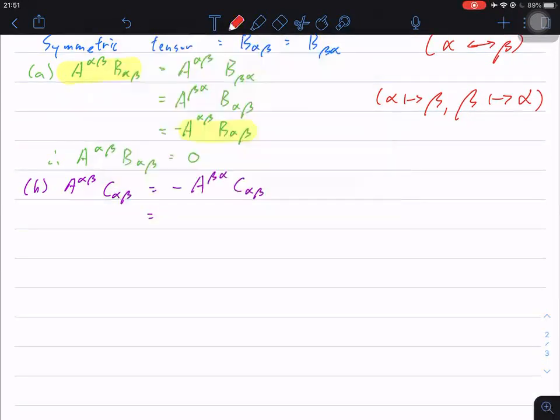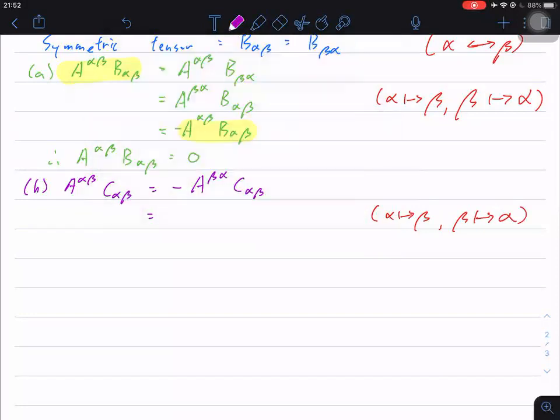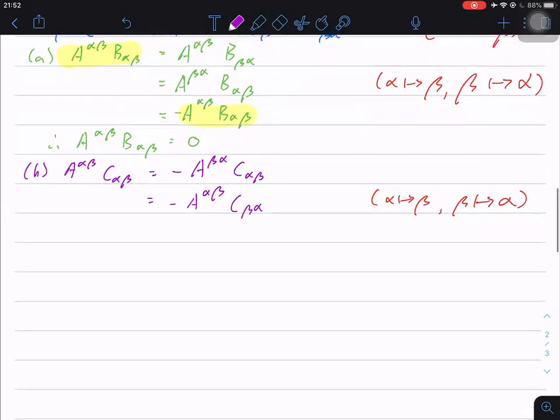We put beta into alpha and alpha into beta, because alpha and beta are dummy indices. They are not free indices. So what we have is A alpha beta and C beta alpha. This time, since C is an arbitrary tensor, you cannot use any properties of symmetric or antisymmetric tensors. So how do we obtain the form in the question?